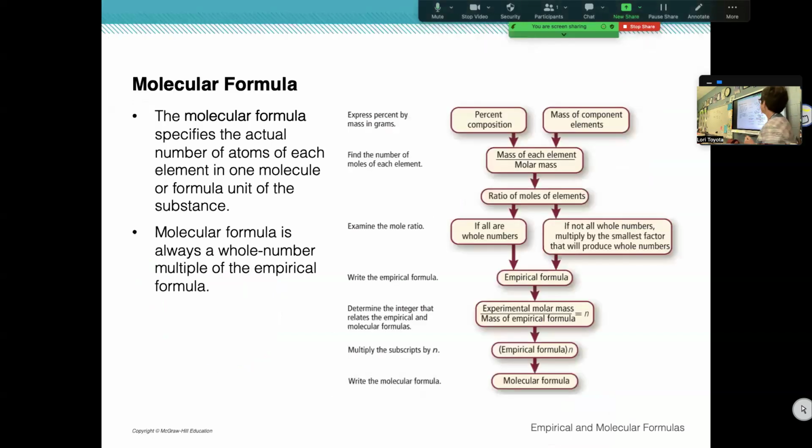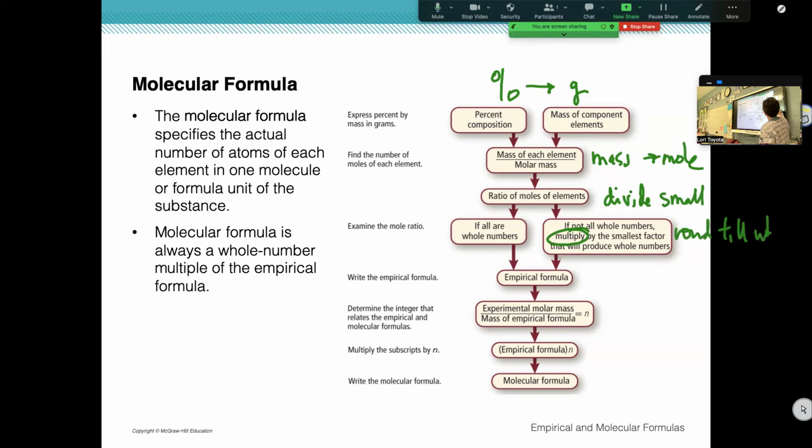All right, here's your flow chart. If you've been given percent composition or mass of components, you go from percent to mass, then from mass to moles. We divide by the smallest, and we can either multiply or round till whole. Then we've got our empirical formula.